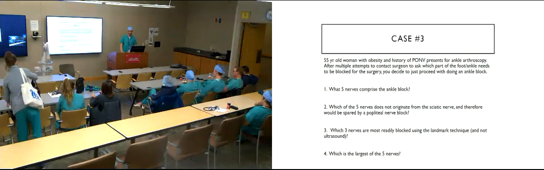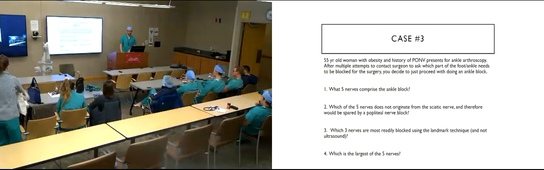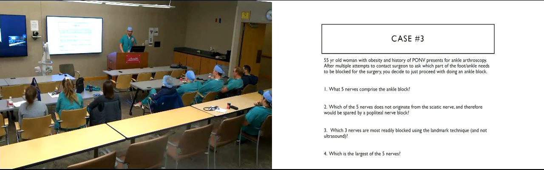So, all right. This is one that we don't see a lot in residency, but you will get tested on, and it is just good to know for your arsenal. It's the ankle block. A 55-year-old woman with obesity and PONV presents for ankle arthroscopy. After multiple attempts to contact the surgeon to ask which part of the foot and ankle needs to be blocked, you just decide to do an entire ankle block. What 5 nerves comprise the ankle block?